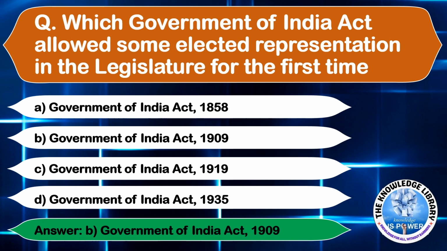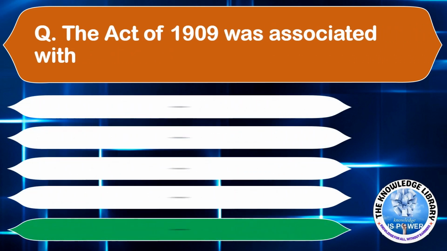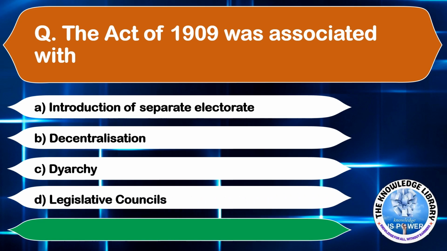The next question is, the Act of 1909 was associated with option A introduction of separate electorate, option B decentralization, option C diarchy, and option D legislative councils. The correct answer is option A introduction of separate electorate. Moving on to the next question.